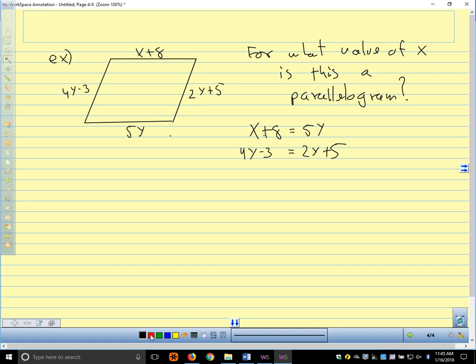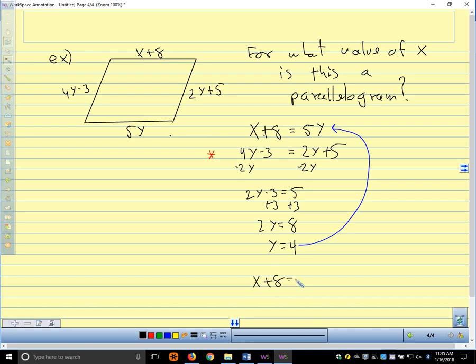Well, this equation is just an equation with y in it. Once I solve that one for y, I can plug it in here, and that'll tell me what x is. So I'm going to subtract 2y from both sides. So 2y minus 3 equals 5. Add 3. So 2y equals 8. Divide by 2, and I get y equals 4. And I'm going to take this now and plug it in right there, and that'll let me figure out what x is.